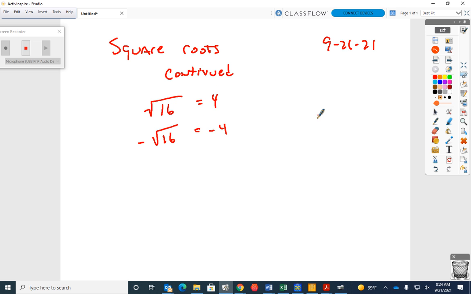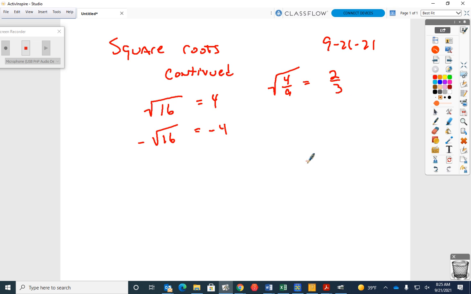What if I have a fraction? What if I have this? What's the square root? How do I deal with a fraction like this? Anybody remember? I look at each number and see if they're what? A perfect square. Is 4 a perfect square? Yeah. What's the square root of 4? 2. What's the square root of 9? 3. Make sense? You remember doing that?